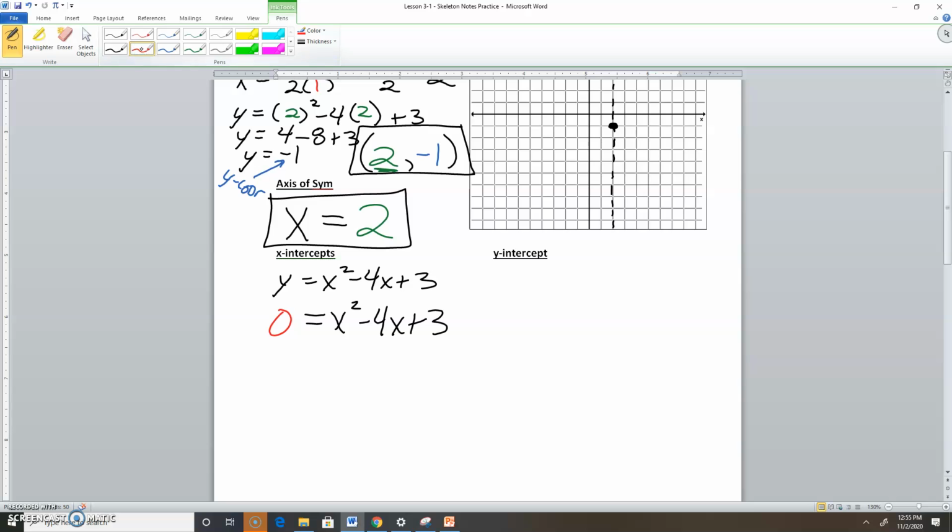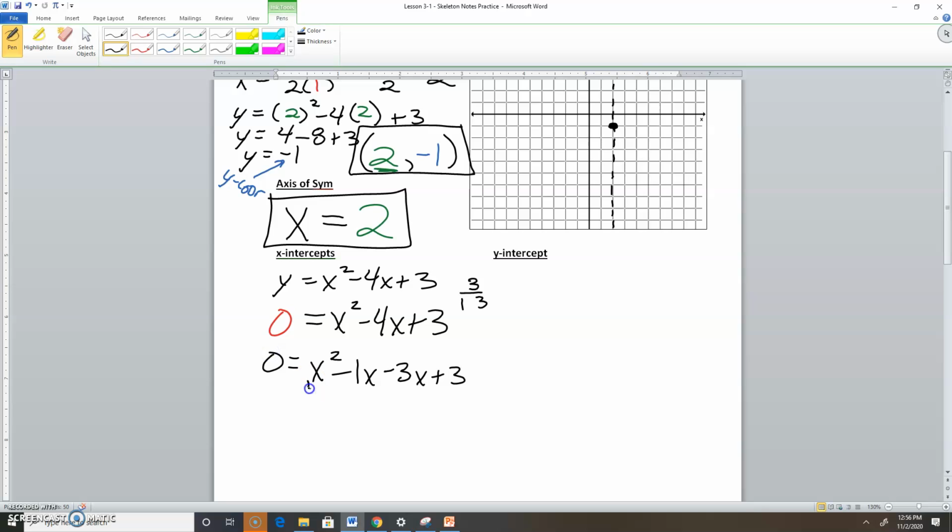So I'm going to take, this is a 1. I'm going to take 1 times 3. That gives me 3. I need factors of 1 and 3 that will add to give me 4. Well, that would be 1 and 3, right? So I'm going to have an x squared, 1x, 3x plus 3. Okay, they both have to have the same sign, and since that's a negative 4, they both need to be negative.